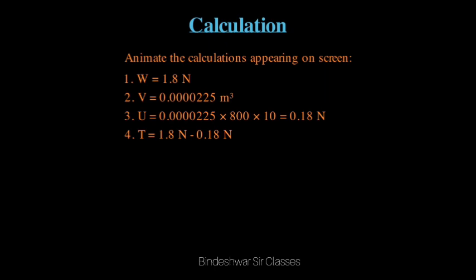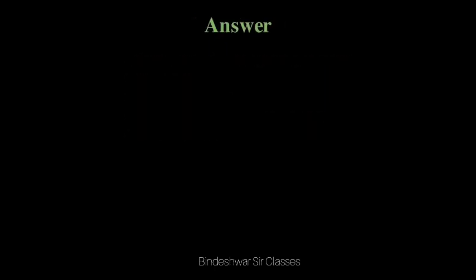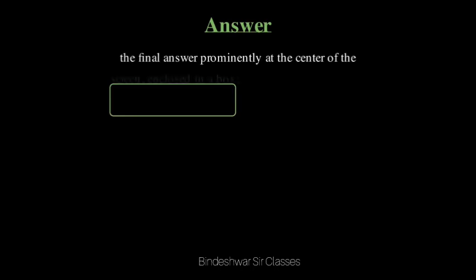Finally, we find the tension, T equals W minus U, which is 8 minus 0.18. After performing the final subtraction, we get our final answer. The tension in the string is 7.82 newtons. It's important to always include the correct units in your final answer, which in this case is newtons, the unit of force. This matches the expected answer.